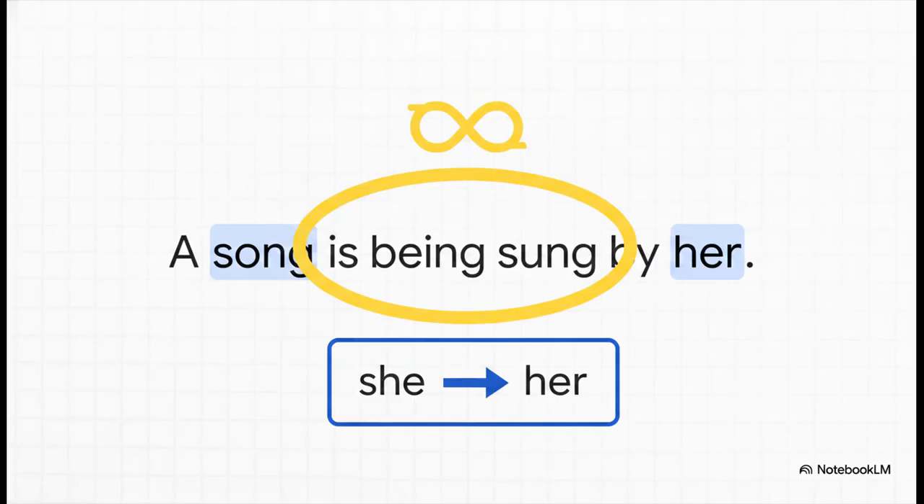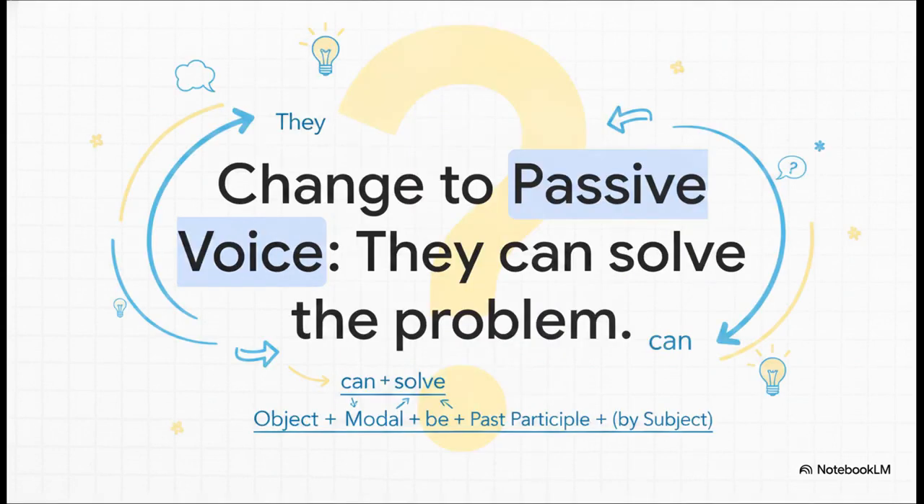Right, so the continuous tense demands the word being. A song becomes our new subject. We use is being to keep it continuous. We convert singing to its V3 form, which is sung, and we correctly mutate our pronoun she to her, giving us: a song is being sung by her. Brilliant! Let's try just one more with a modal verb before we move to the final wrap-up.